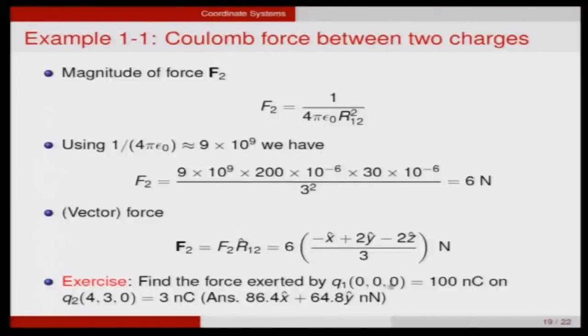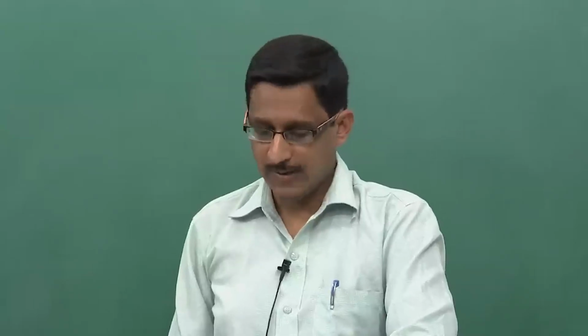at the origin of a 3-dimensional coordinate system 0, 0, 0 and has a value of 100 nanocoulombs on charge Q2 which is placed at 4, 3 and 0 and with a value of 3 nanocoulombs, and you can verify that the answer is approximately 86.4 x hat plus 64.8 y hat nanonewtons. It is a very small value because the charge magnitudes are also quite small and the distance between the two charges are quite large. Okay.